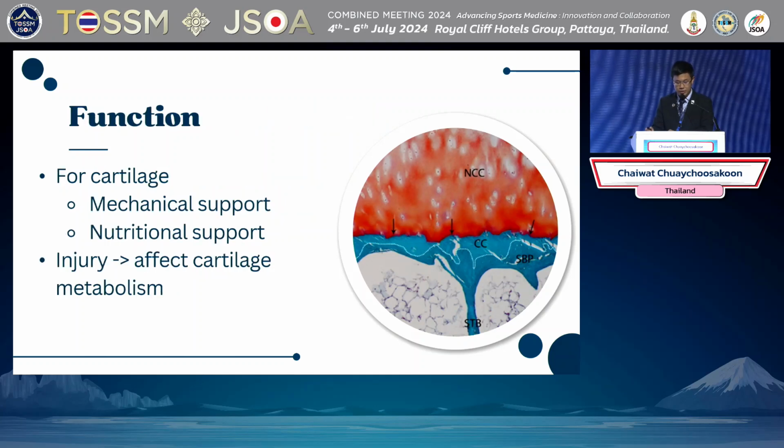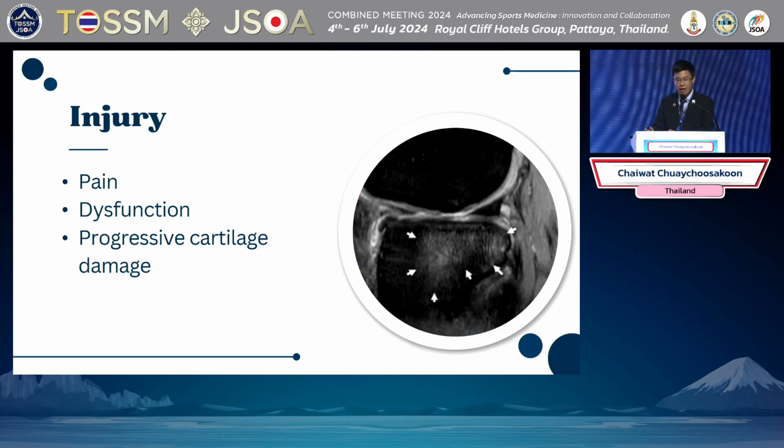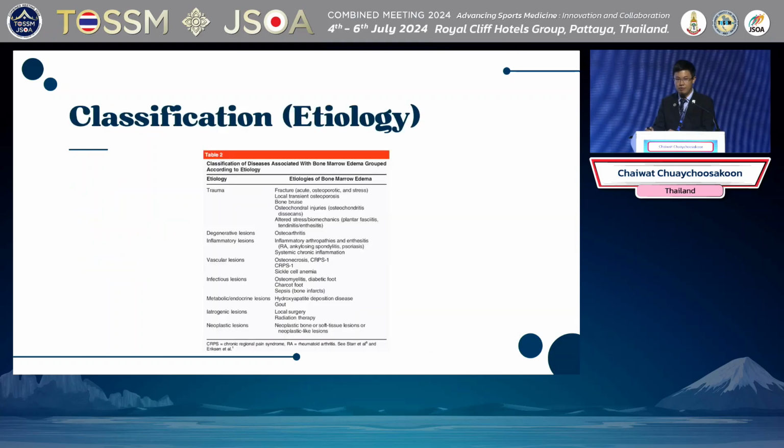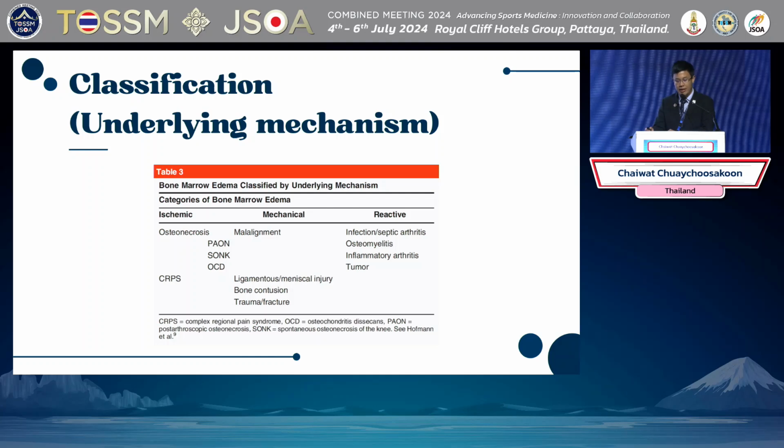As for function, the subchondral bone plate serves the cartilage in two ways: the first is mechanical support, and the second is nutritional support. If it is injured, it will affect cartilage metabolism. With injury, the patient will have clinical symptoms of pain, dysfunction, and progressive cartilage damage. The classification of subchondral bone injury is based on etiology and on underlying mechanism.